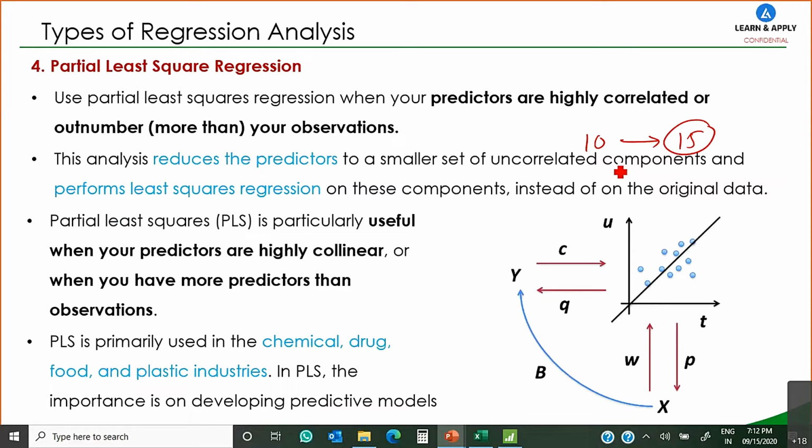This is mainly used in chemical, drug, food and plastic industries, and it also has use in developing predictive models, like the least square regression we had seen. So we are going to identify the relationship between the multiple factors. Instead of checking the impact of all these factors, we will be using some of them to identify what is the impact on the total response. So that's why it is called partial least square regression.